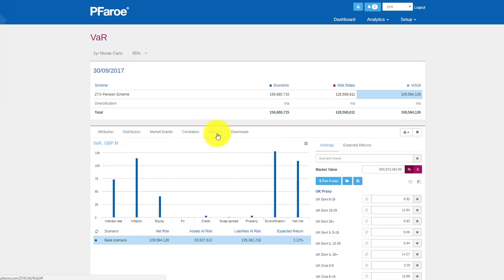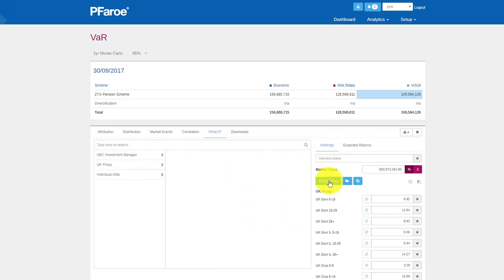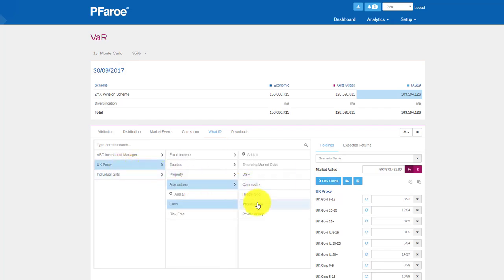The What If functionality allows the user to test the effect of varying asset allocations. Clicking on the tab presents the risk attribution chart. A universe of common asset types known as risk proxies are provided under the Pick Fund button, including common equity, fixed income, and derivative products. As an example, a client may wish to evaluate the risk impact of investing in infrastructure. This can be done by pressing the Pick Fund, going to the UK proxies, Alternatives, Infrastructure.